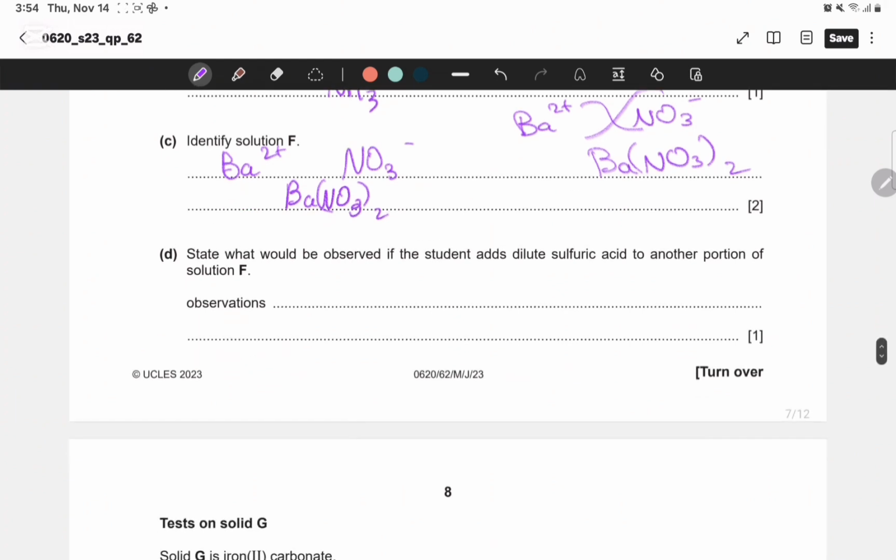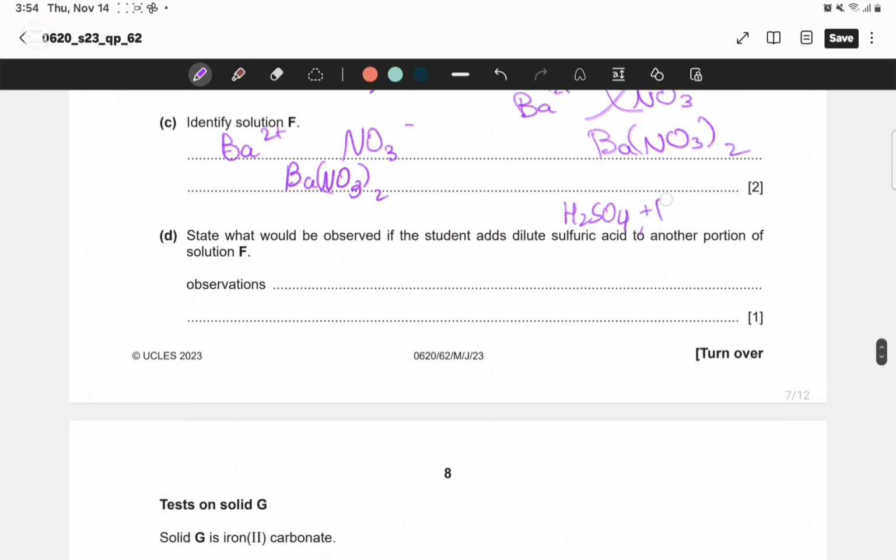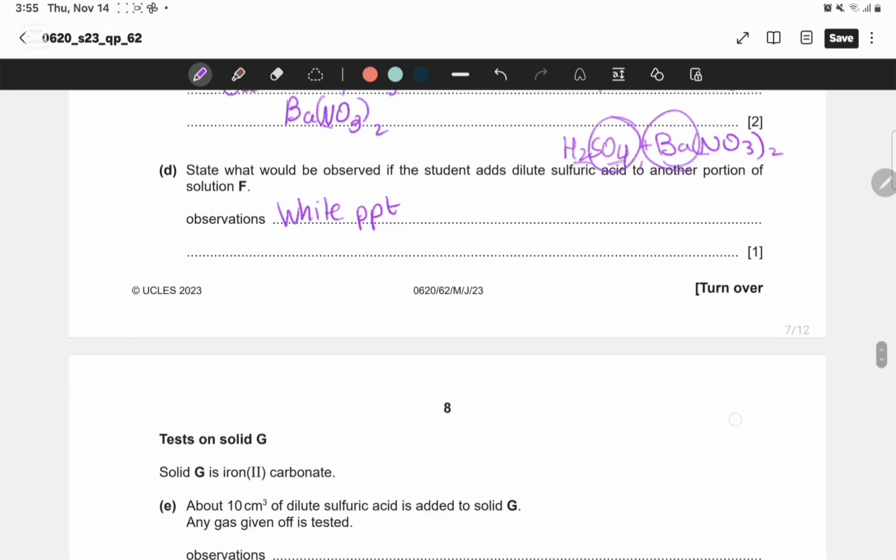State what would be observed if the student adds sulfuric acid, H2SO4, to another portion of solution F. So what in BaNO3 reacts with H2SO4? We know that Ba and SO4 react to give a white precipitate. So that's the answer. Okay?